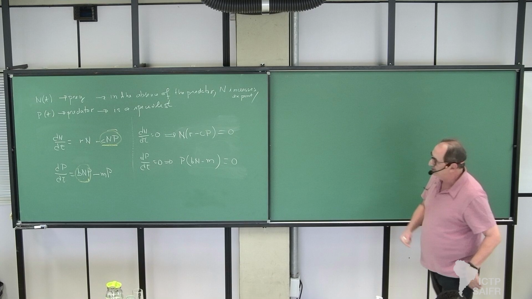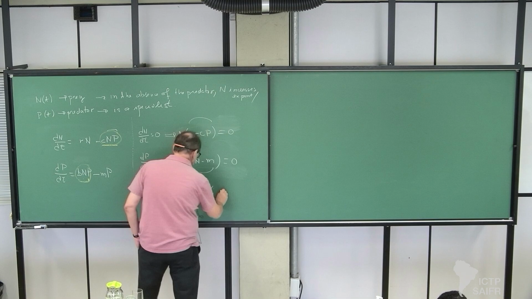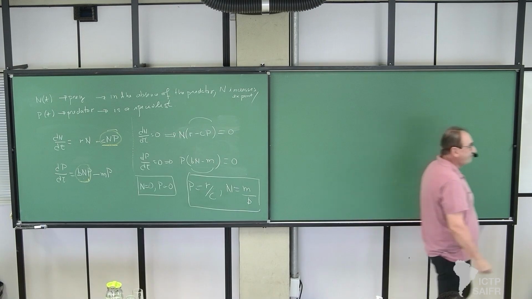Okay, so this is one point, and the other one is when this here and this here are 0. Therefore, there's the point p equal to r over c, and n equal to m over b. These are the fixed points. So, only 0 and this fixed point.